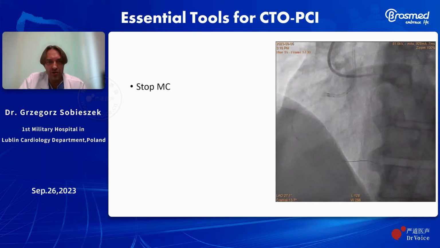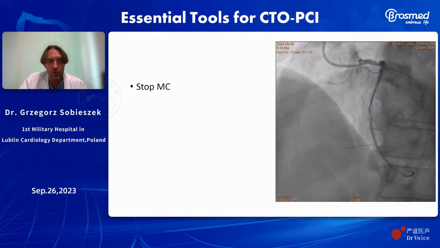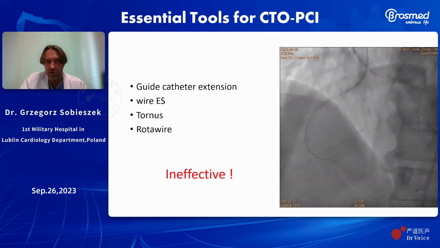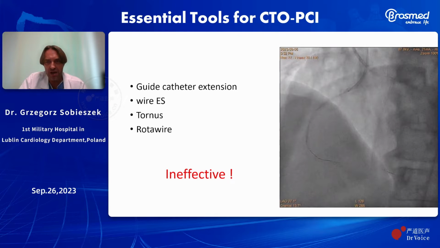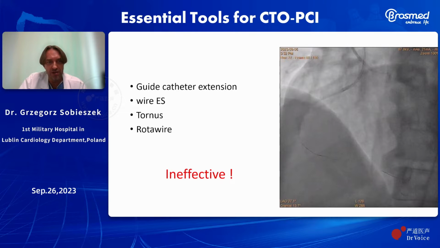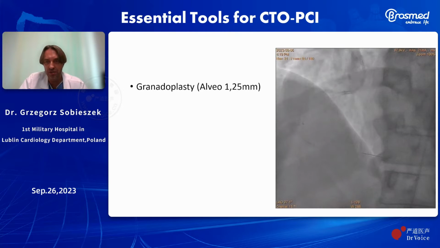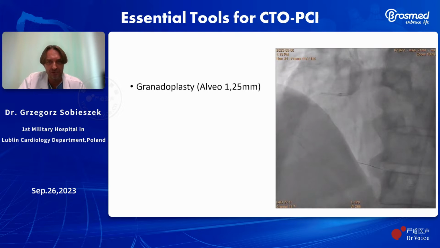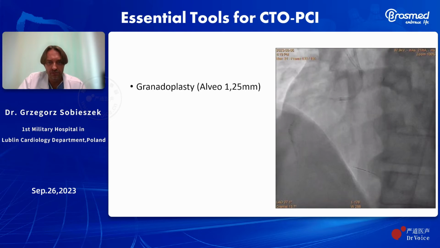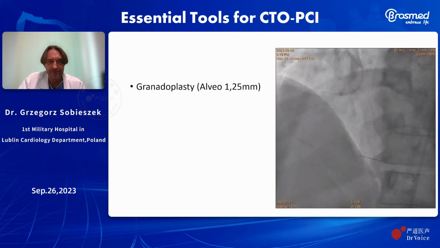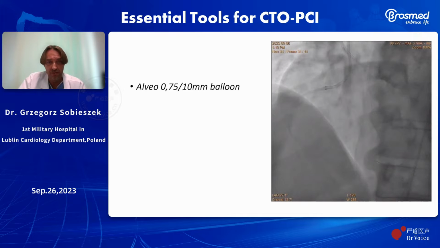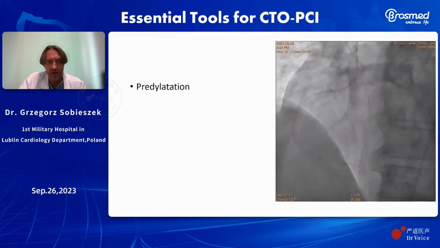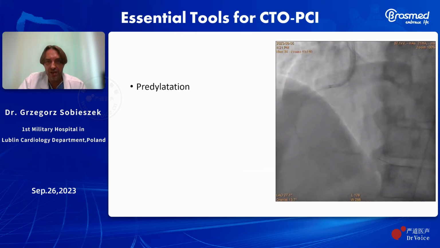So after prioritization of the proximal right coronary artery and use of a guide catheter extension, we still could not progress with Tornus or a rota wire. So for us, the best option in this situation was the use of granuloplasty with a small balloon, as you can see here. And after this, the 0.75 balloon passed, and this is the predilatation and the final result.